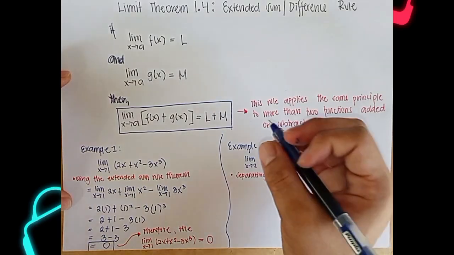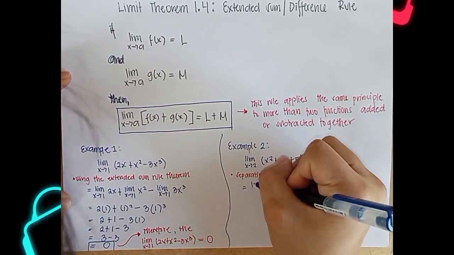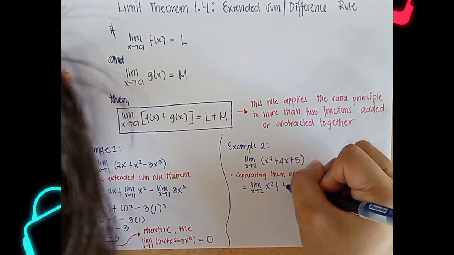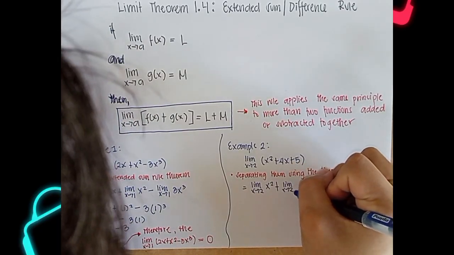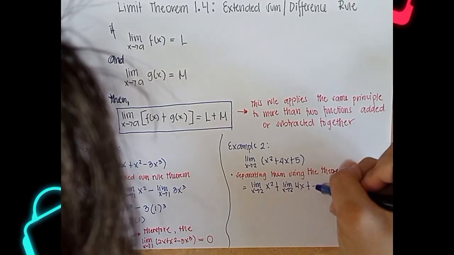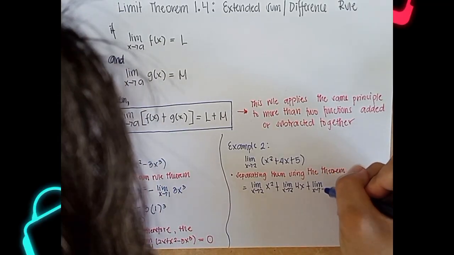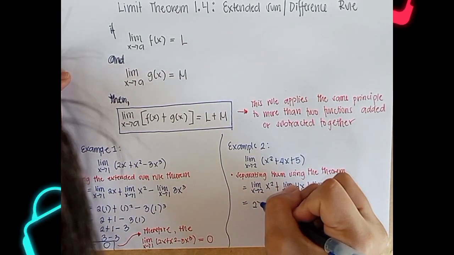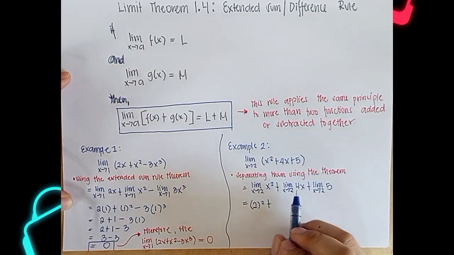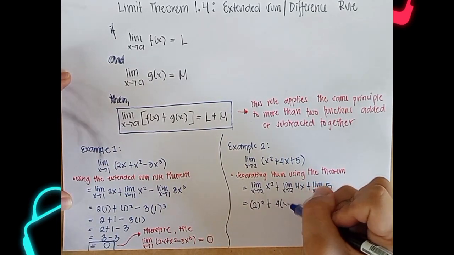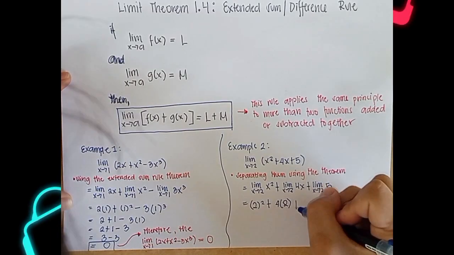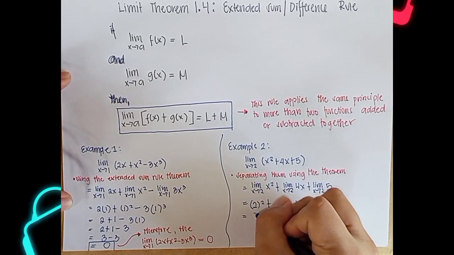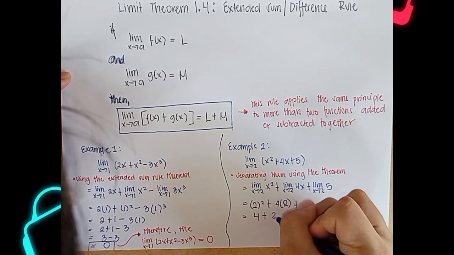So this becomes the limit as x approaches 2 of x squared, plus the limit as x approaches 2 of 4x, plus the limit as x approaches 2 of 5, is equal to, since we have to substitute the value of our x, because as x approaches 2, our x there is 2. So this becomes 2 squared plus 4 times 2 plus 5, because the value of our x is 2.